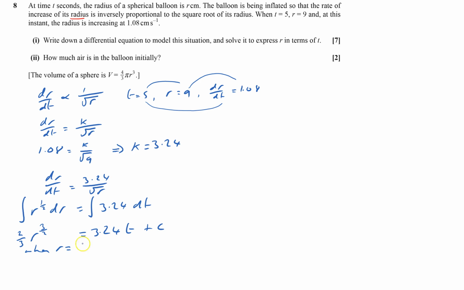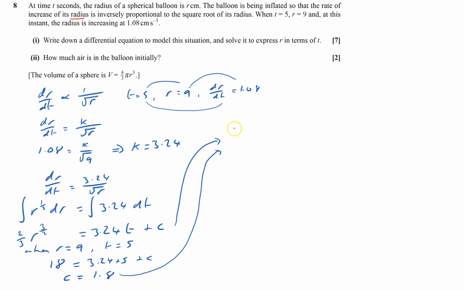So when r equals 9, we're told that t equals 5, and so therefore put those into there. That gives you 18 equals 3.24 times by the 5 plus c, so c equals 1.8. So we now put it into here. Let's take that up here along with c equals 1.8, and we get 2/3 of r to the 3 over 2 equals 3.24 t plus 1.8.